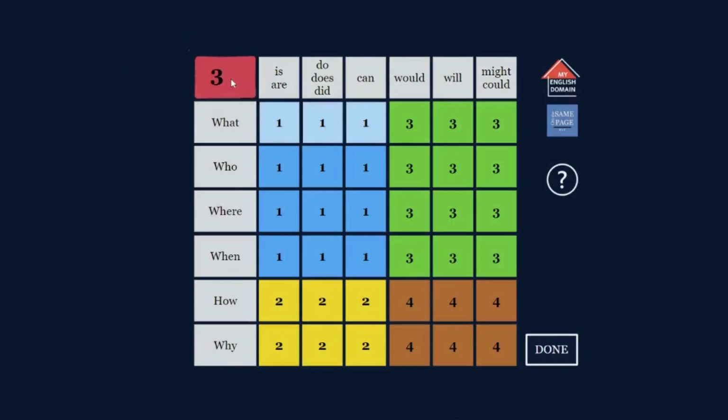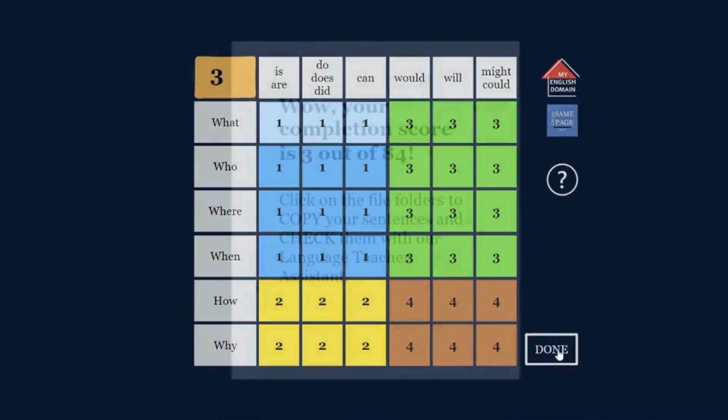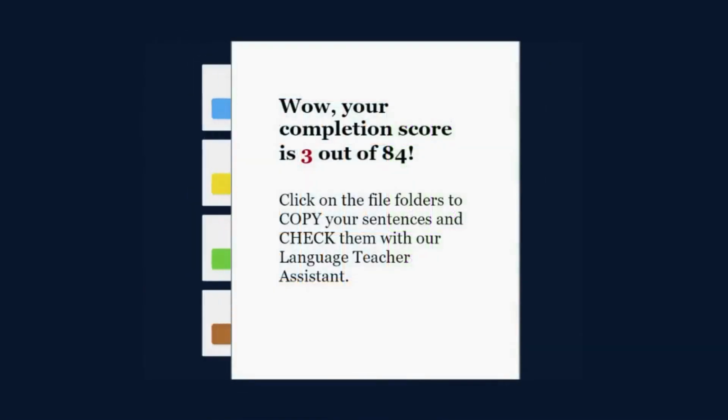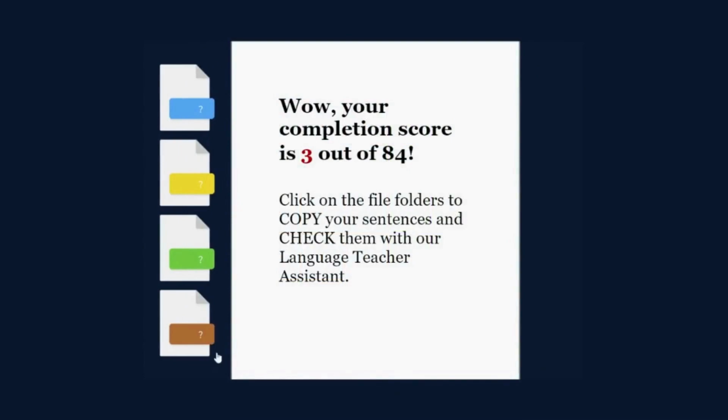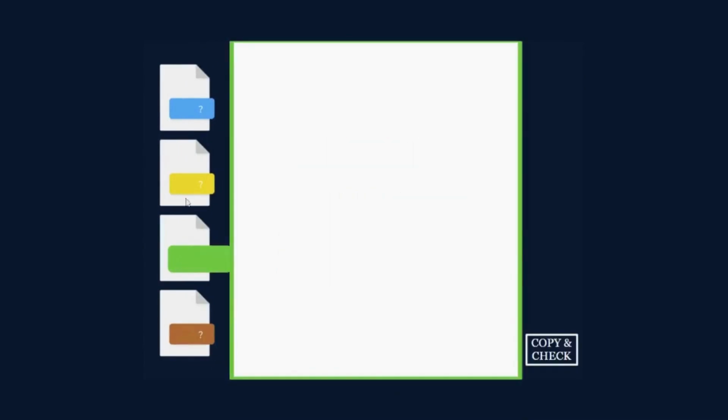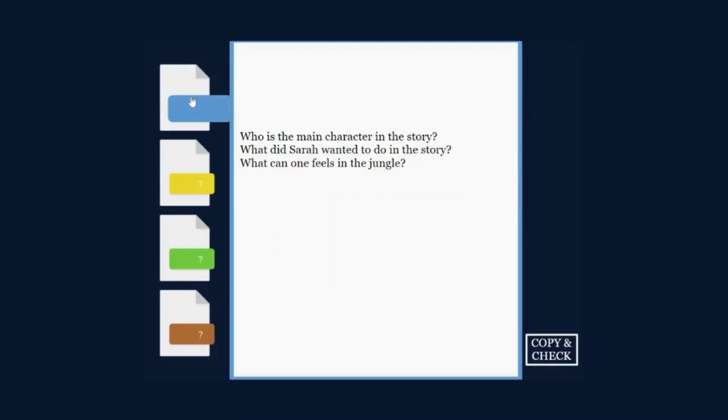Students may fill as many squares as they can, or you may ask them to focus on a particular section, depending on their level. After they have finished, they click Done. Here they can see their completion score and the maximum score they could have gained. Their questions are stored in each folder, marked with blue, yellow, green or brown. I haven't filled in questions in the chart other than in the blue section, so here are my questions. Now we can copy our questions and check them with the Language Assistant.